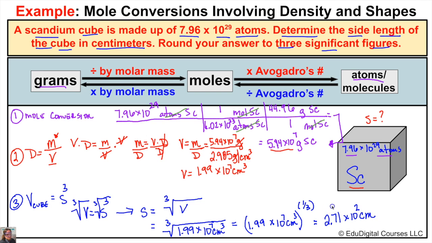centimeters. And so, to recap, if we have a scandium cube that is made up of this many atoms, what will one of these little side lengths be right here? We just figured it out. 2.71 times 10 to the 2nd centimeters.